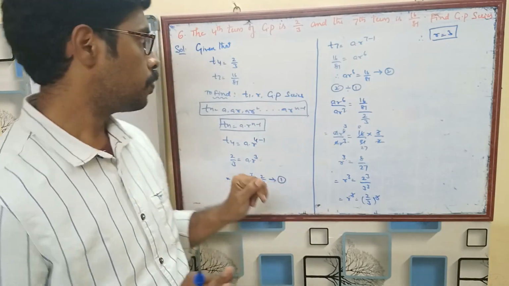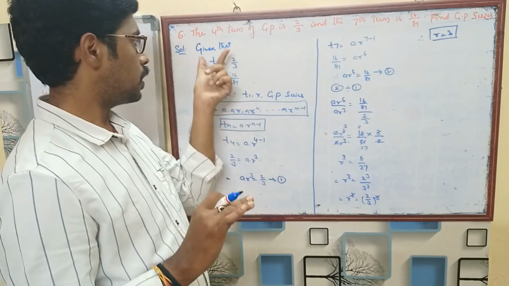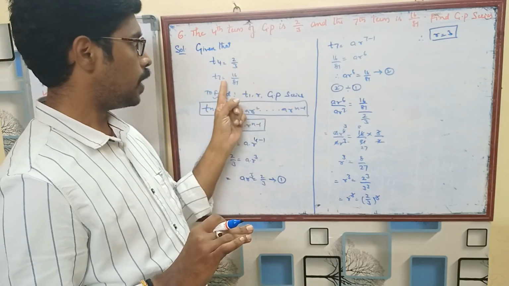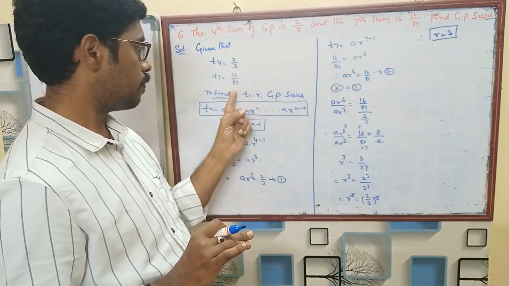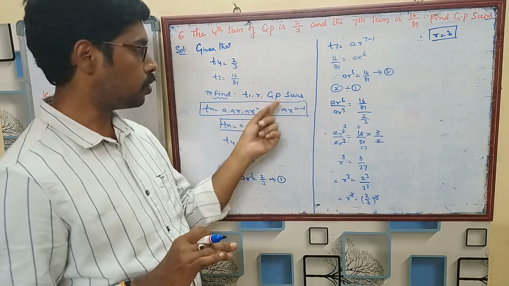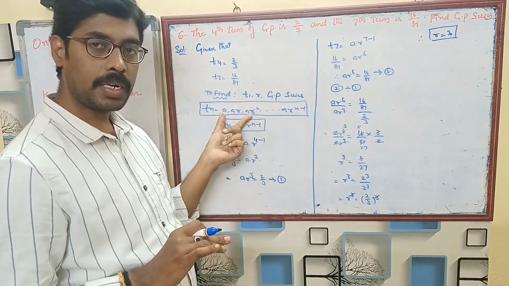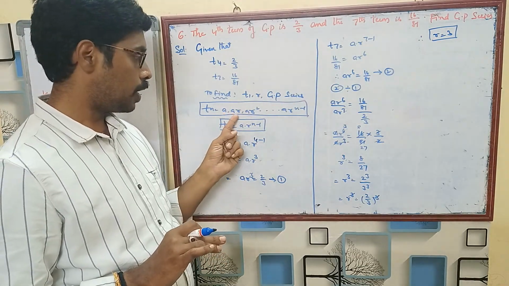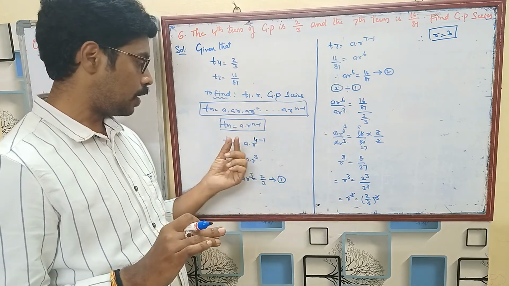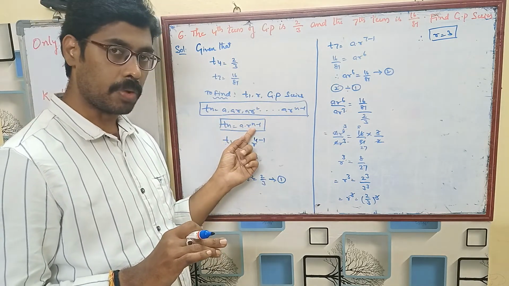First, what is given in the question? T4, the fourth term, is given as 2 by 3 and T7 is given as 16 by 81. So, what to find here? T1, that is the A value, the common ratio and the GP series. This is the general term of a GP, guys: A, AR, AR square, and so on, AR power n minus 1. Or shortly, we can write Tn equal to A dot R power n minus 1.